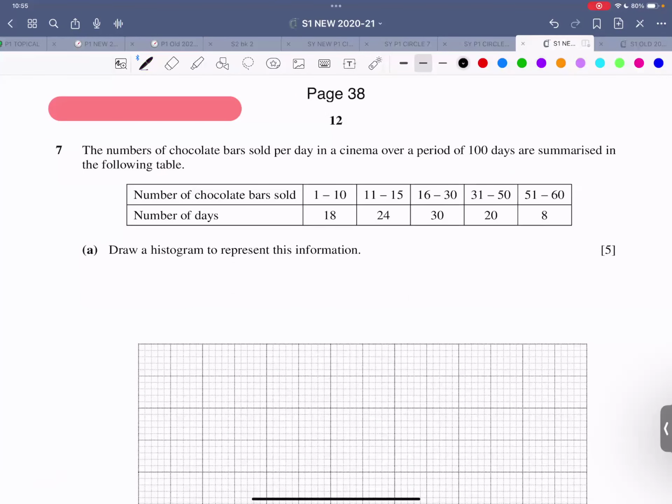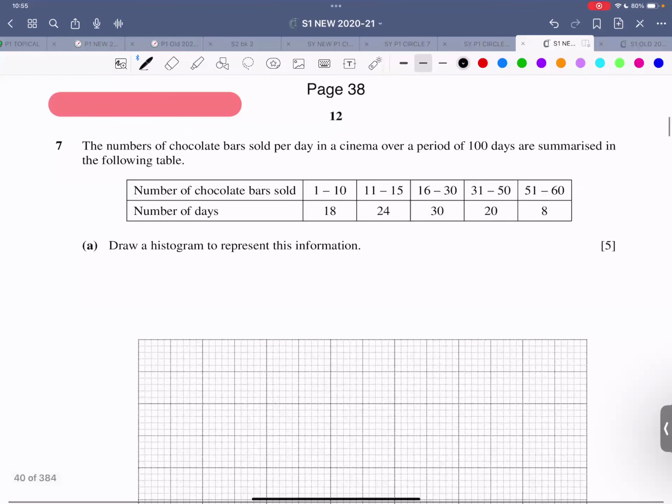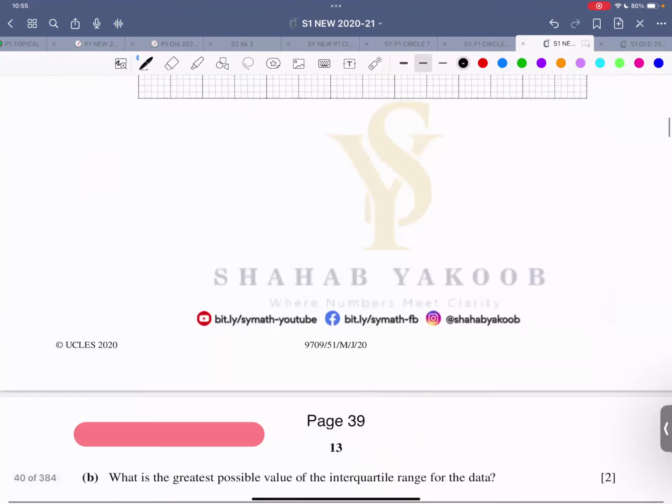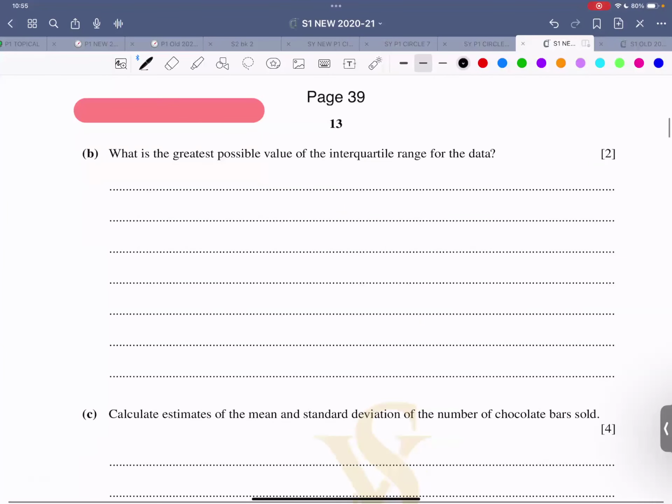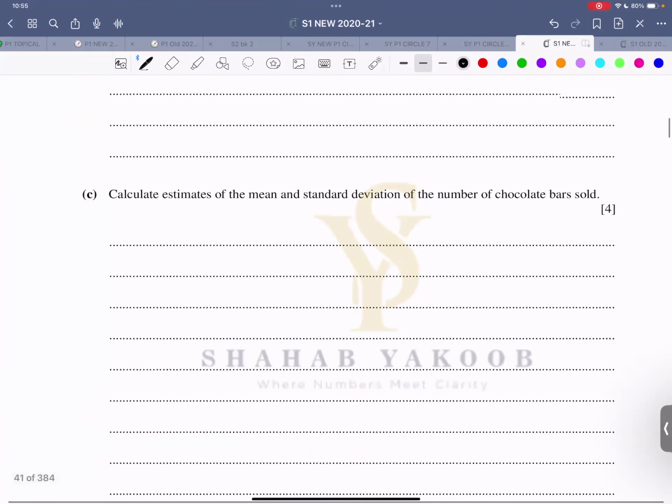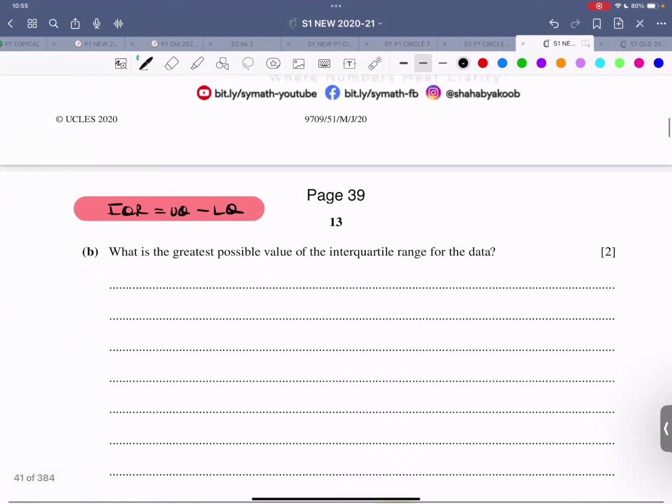So now over here, it says the number of chocolate bars sold per day in a cinema over a period of 100 days are summarized. Number of chocolate bars, number of days, draw a histogram. Now, this is about histogram. That is the first thing. And is there anything more to it? Yes. What is the greatest possible value of the interquartile range? So interquartile range is upper quartile minus lower quartile, but they're asking for the greatest possible value. Calculate estimates of mean and standard deviation. So it's also about mean and SD.